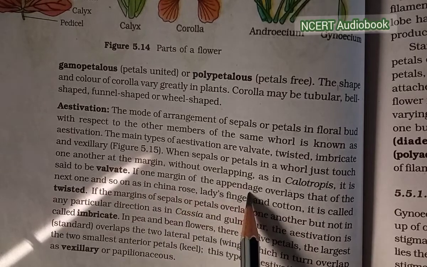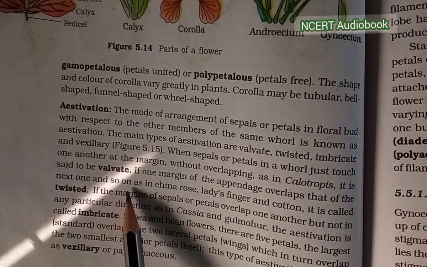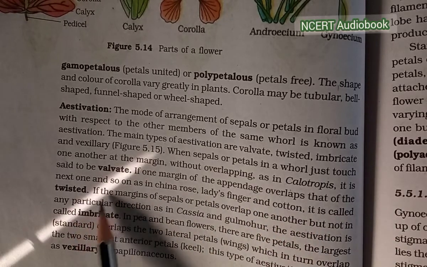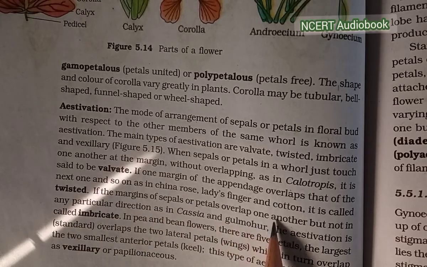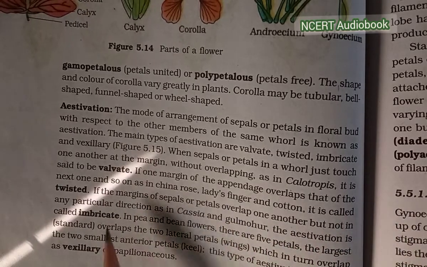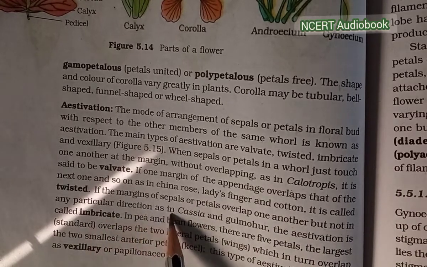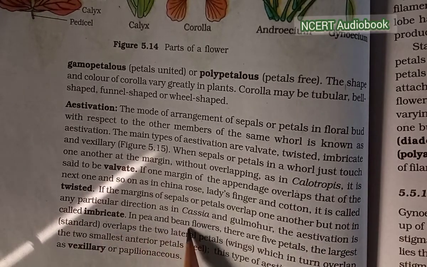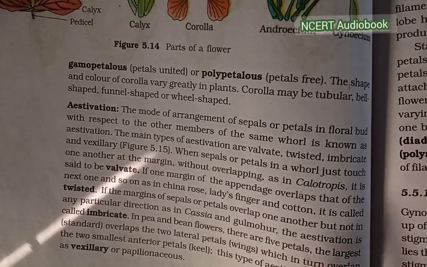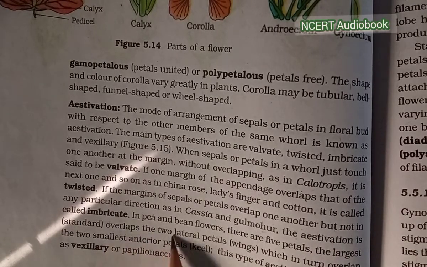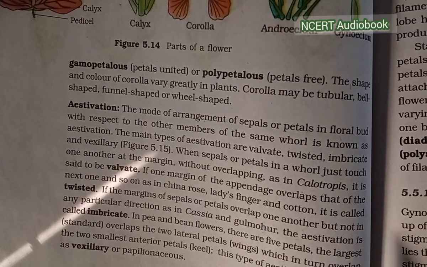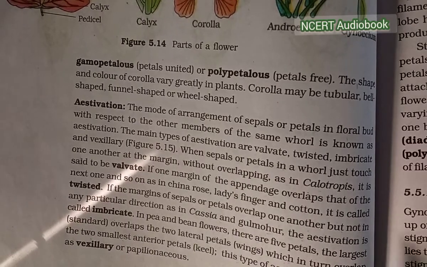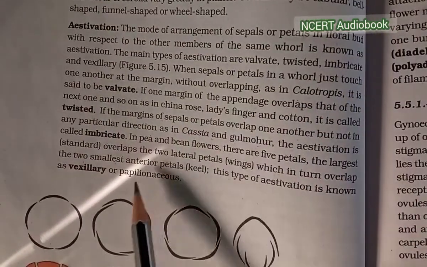If one margin of the appendages overlaps the next one, and so on, as in china rose, lady's finger, and cotton, it is called twisted. If the margins of the sepals and petals overlap one another but not in any particular direction, as in cassia and gulmohar, the aestivation is called imbricate. In pea and bean flowers, there are 5 petals and the largest overlaps the two lateral petals, the wings, which in turn overlap the two smallest anterior petals, the keel. This type of aestivation is known as vexillary or papilionaceous.